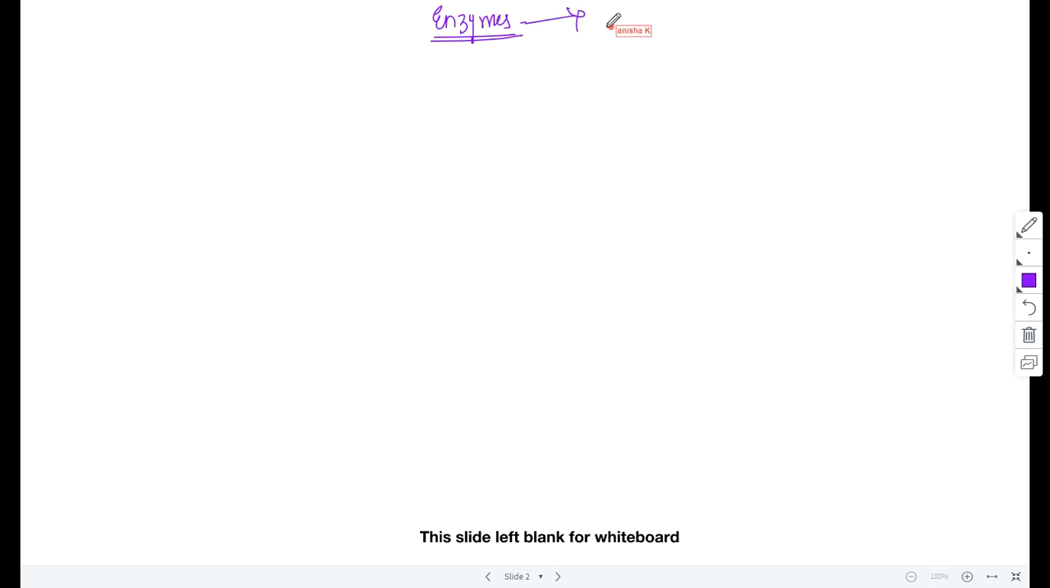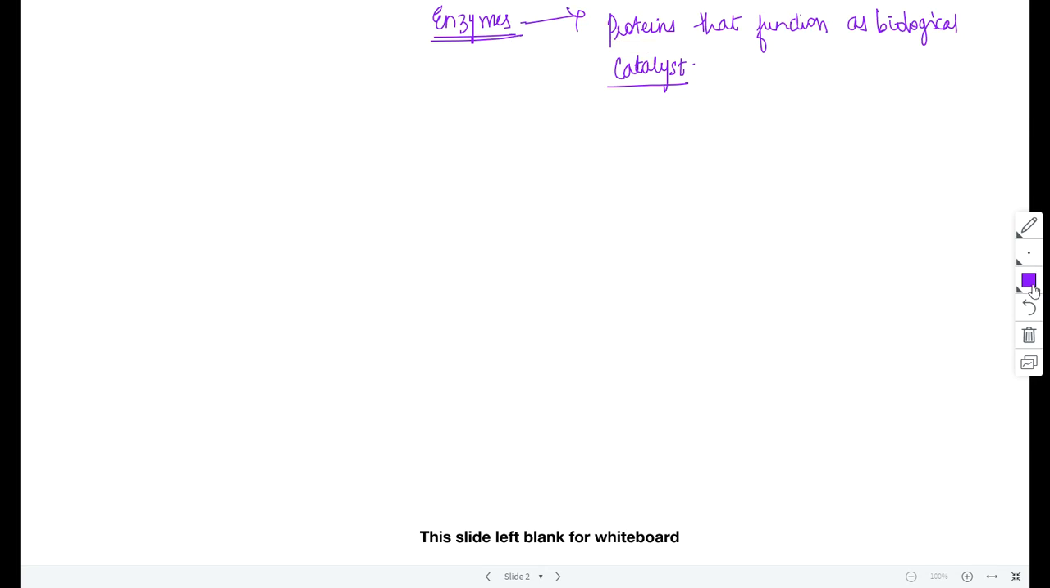And when we are talking about biological enzymes, they are the proteins that function as biological catalysts, right? And catalysts are the substances that are speeding up a chemical reaction, as you said. Okay, so this is the definition for enzymes when we are using it in biological terms.